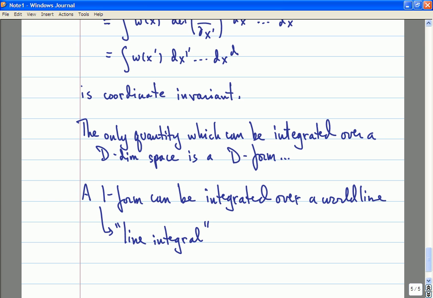So the integral along a path of omega_mu dx^mu is a coordinate invariant object that you can write down when you formulate your laws of physics in a coordinate invariant manner. You might call that the path integral of omega or something like that, if you wanted to use some fancy notation.